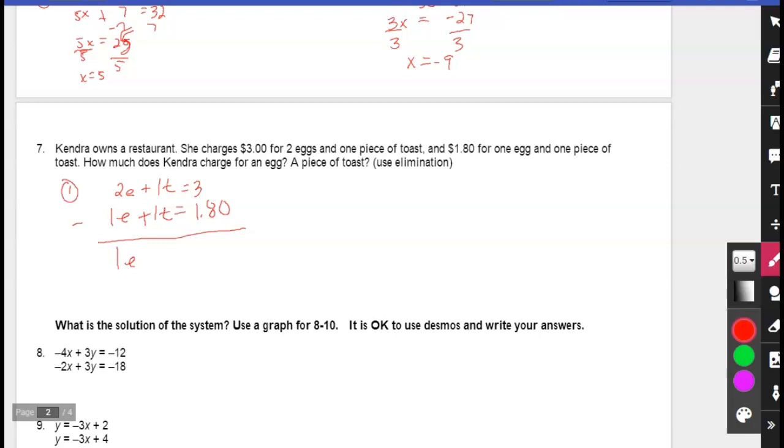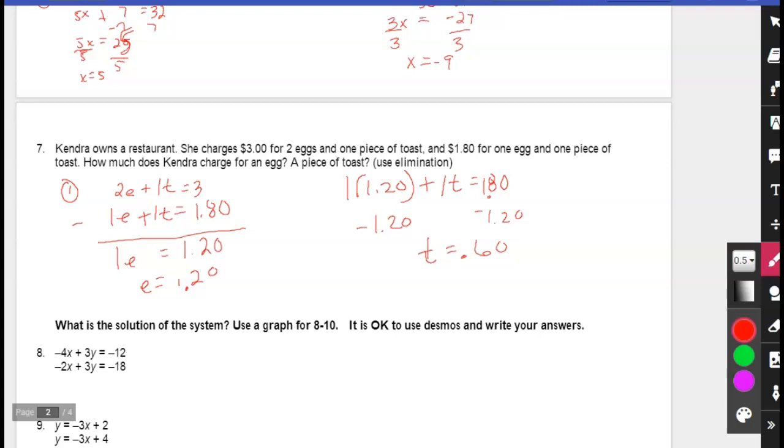So we're doing step 1 here. 1 toast minus 1 toast is no more toast. 3 minus $1.80 is $1.20. So that's how much an egg costs. An egg is $1.20. So now that I know that an egg costs $1.20, it's pretty simple to come back over here and do 1 times $1.20 plus 1 times a piece of toast equals $1.80. So then if we subtract $1.20 from both sides, 1 piece of toast equals 60 cents.